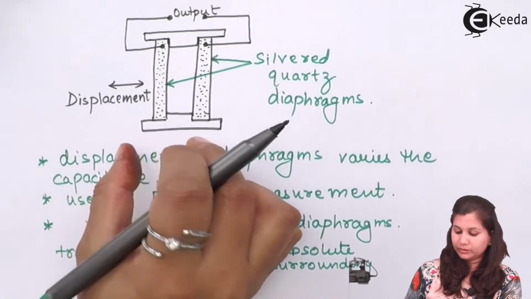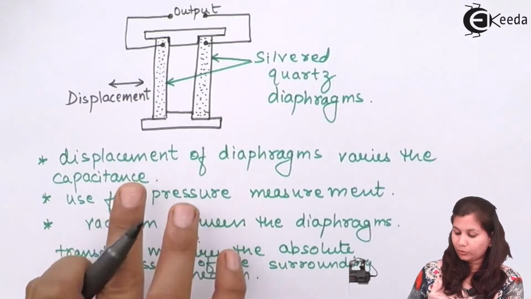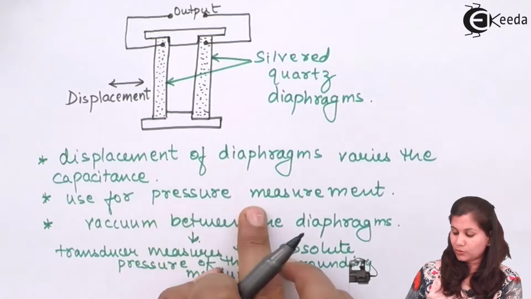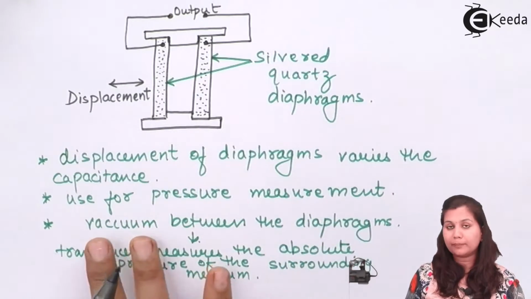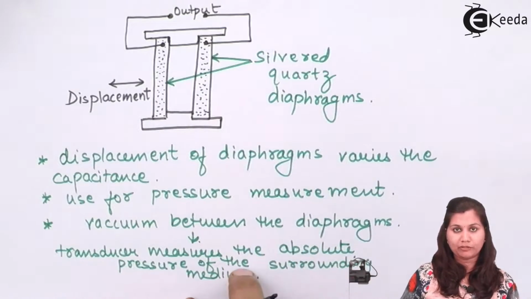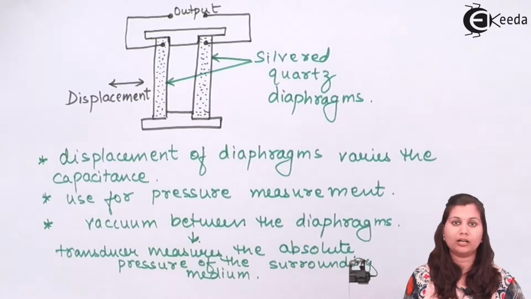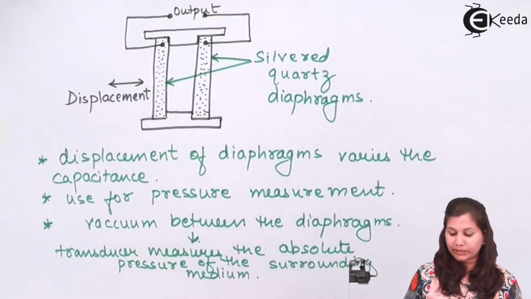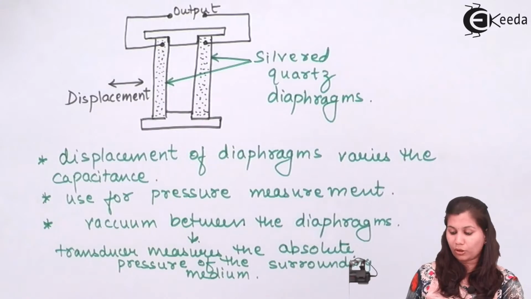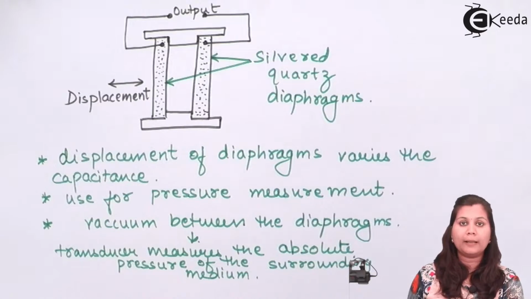So here the displacement of the diaphragm varies with the capacitance. How? This type of transducer is also used for pressure measurement. First, a perfect vacuum is maintained between the diaphragms. After that, some pressure is applied so that we can use this transducer for measuring the absolute pressure of the surrounding medium. In this way, we use this type of capacitive transducer not only for the measurement of displacement but also for the measurement of pressure.